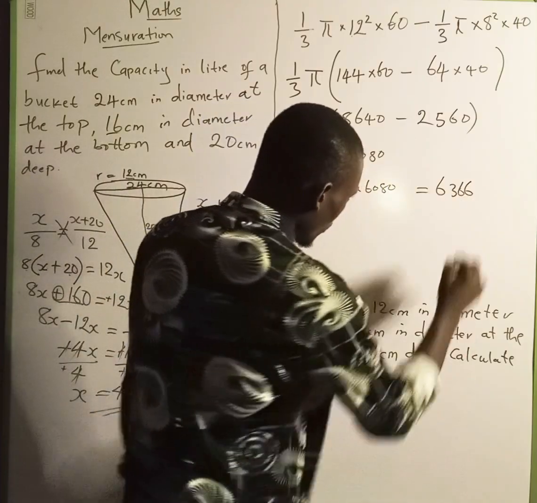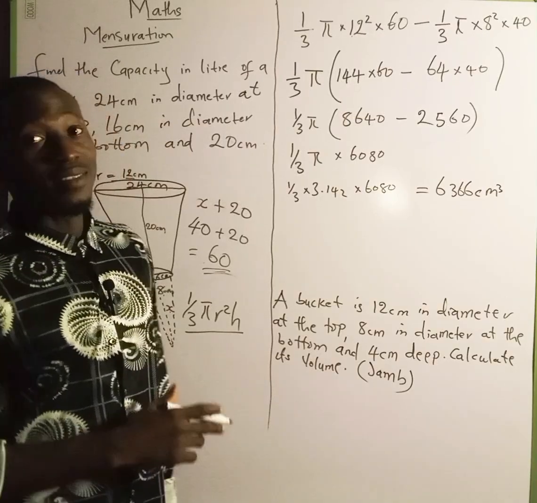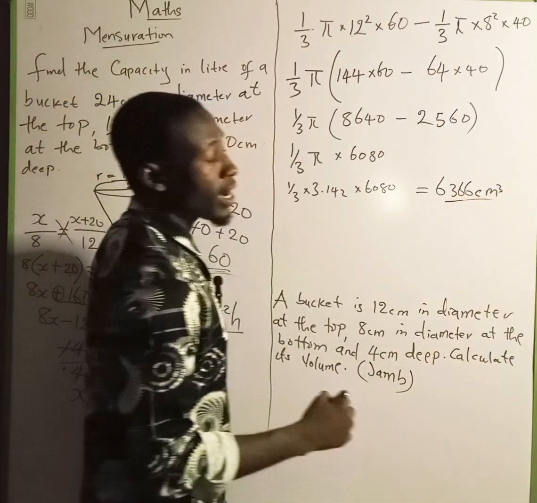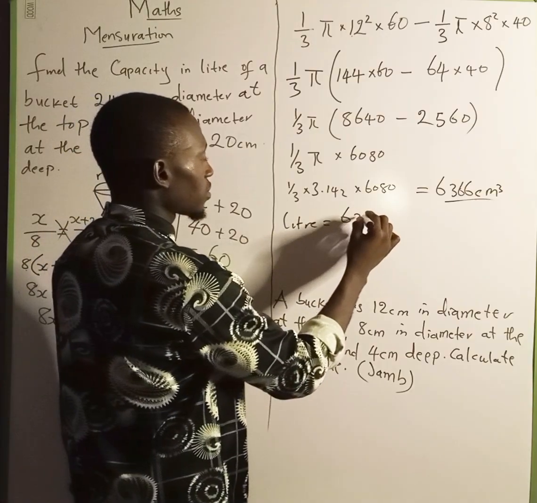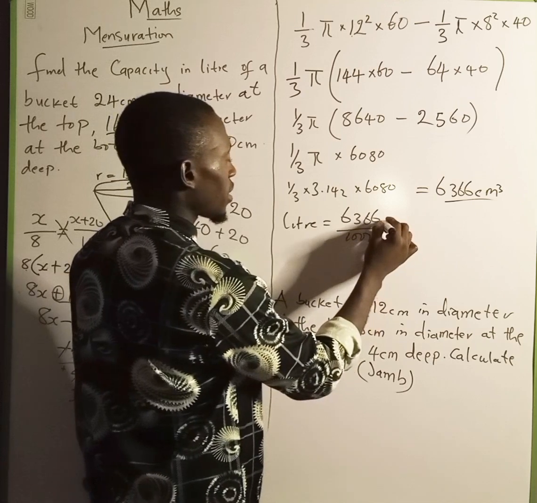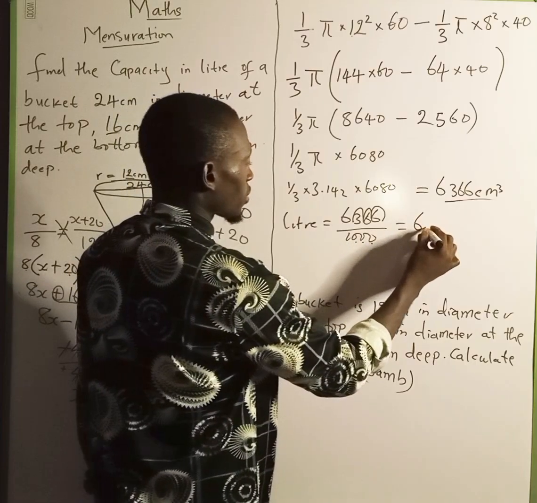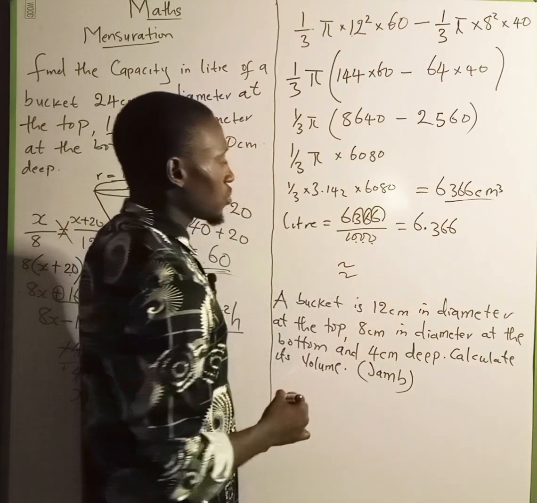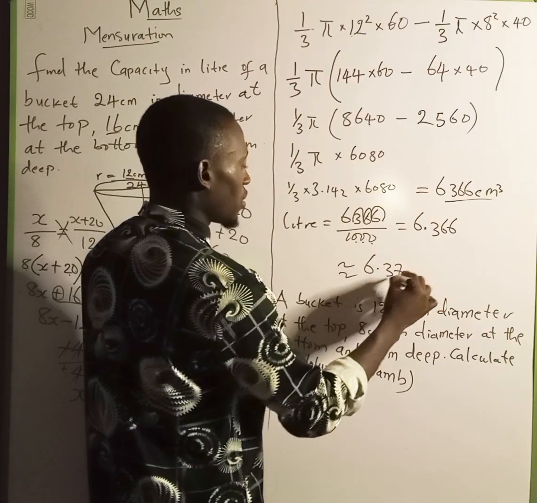Your final answer here becomes 6366 in cm cubed. Now at this point, this is our answer in cm cubed, but they want us to get it in liters. So for you to get this in liters, all you need to do is divide it by 1000. So in liters, we have 6,366 divided by 1000. The point is here. You move it 3 places, 1, 2, 3, because of 3 zeros. So we now have 6.366. If you want to keep it to 3 significant figures, you have 6.37 liters.